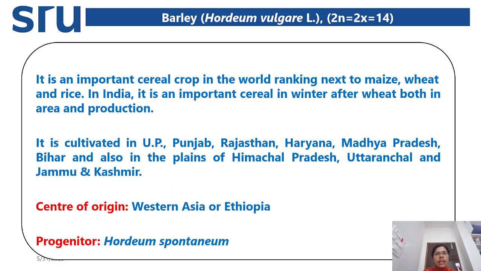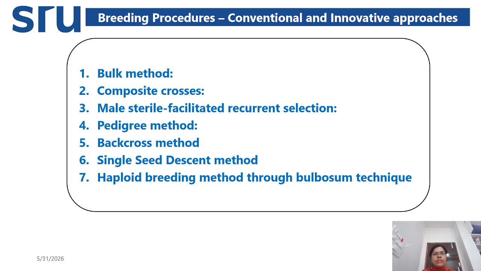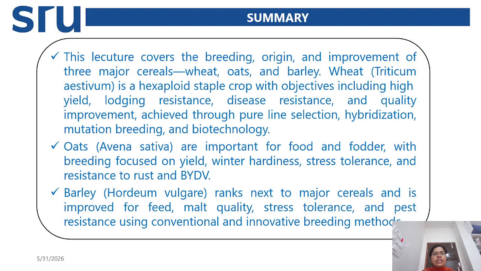And next is barley. This is also a most important cereal crop next to maize, wheat, and rice. It is the most important cereal in winter after wheat, both in area and production. And these are the breeding objectives. In barley, the malting quality is very important. And next are the breeding procedures, that is the conventional and innovative approaches. So here we have seven breeding methods in the case of the barley crop, and this is a summary.